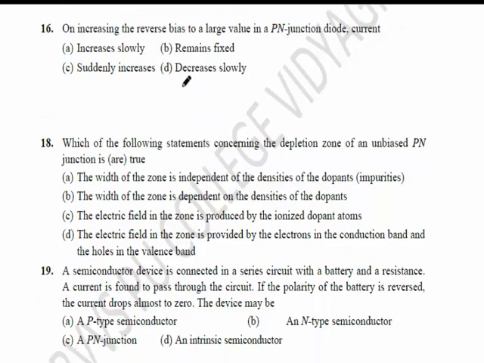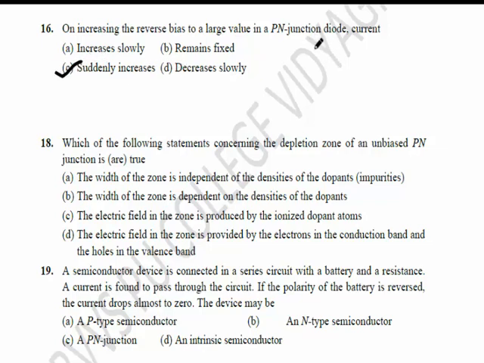Okay, 16th question. On increasing the reverse bias to a large value in a PN junction diode, the current. In reverse bias, if you increase the reverse bias voltage to a large value in a PN junction, what happens to the current? Current will increase slowly, remains fixed, suddenly increases, or decreases. So the correct option is C.